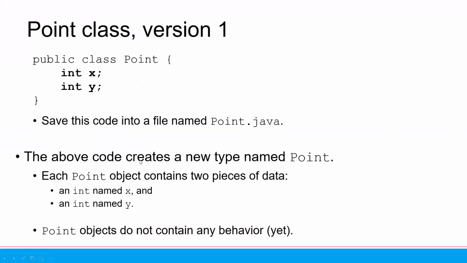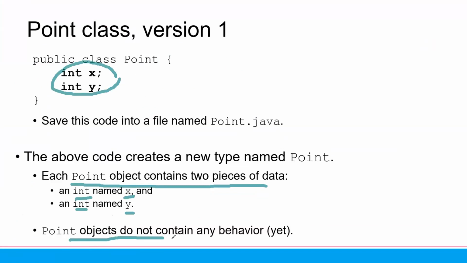The above code creates a new type named point, and the point has two pieces of data, which are x and y, and both of them are integers. So in this case, we have only the data or fields, but it does not have any behavior yet. We will make the behavior later. Okay?